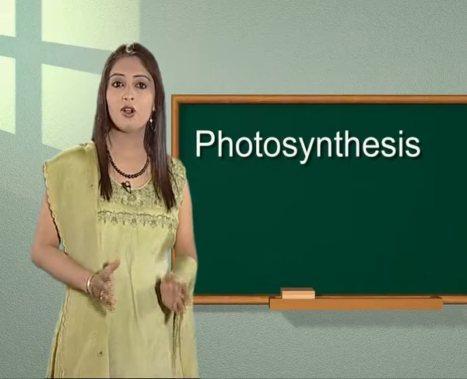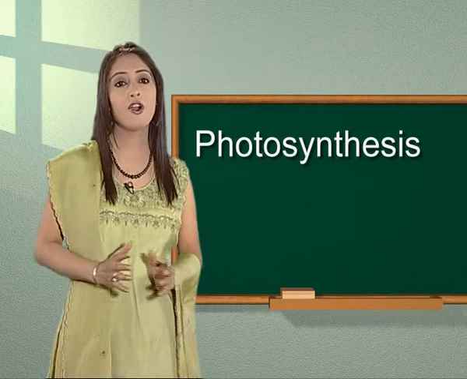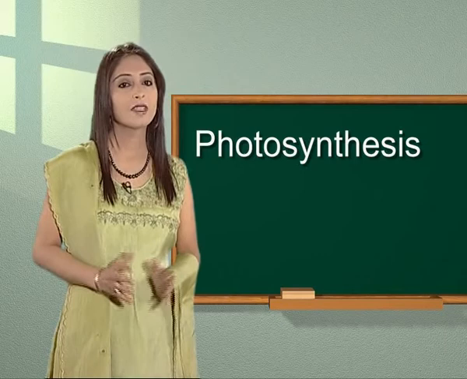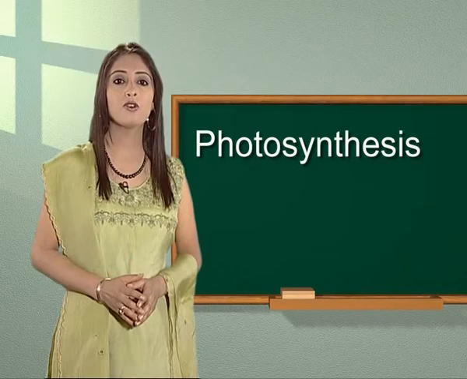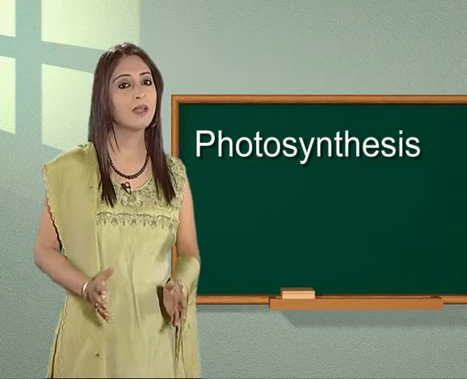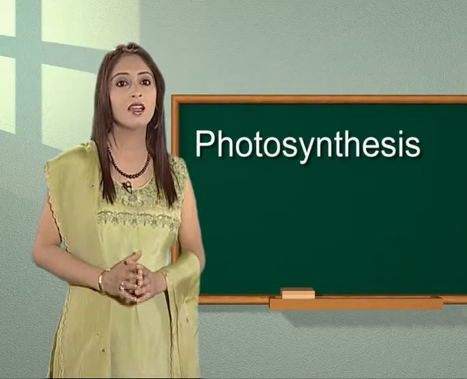Photosynthesis relies on sunlight. In fact, life on Earth relies on sunlight, directly or indirectly. Photosynthesis is basically the trapping of light energy and converting it into chemical energy. This process of photosynthesis is a complex series of chemical reactions that begin with carbon dioxide and water and end with carbohydrates such as glucose and starch.